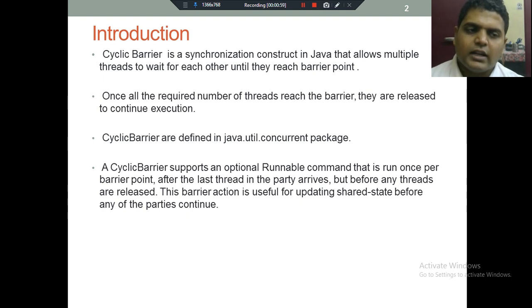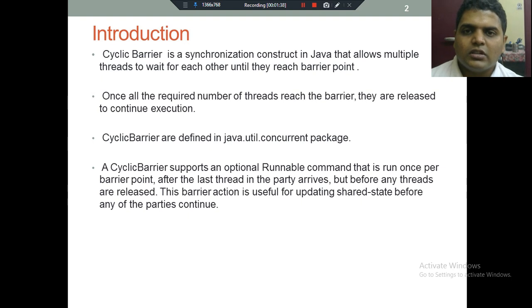Somewhat similar to that concept, there is a synchronization construct in which there might be multiple threads, and the multiple threads execute until all of them reach a common barrier point. That is the cyclic barrier point. And it is cyclic, meaning the barrier point can occur again and again. Once it has been released, it can occur again. So it's called cyclic.